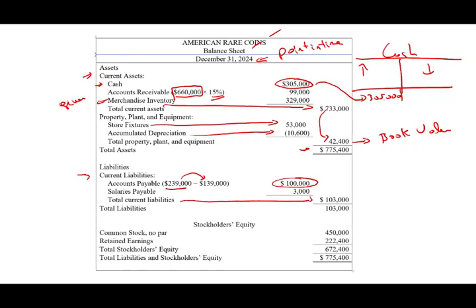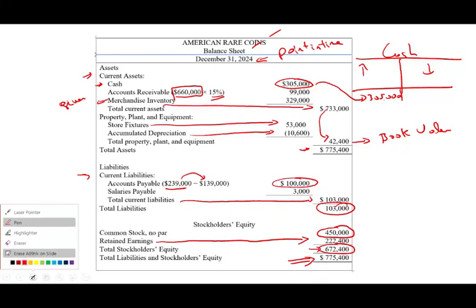Then we have stockholders' equity. We have common stock of 450. This is the first transaction. Retained earnings is 220,400. I showed you how we came up with that number: retained earnings is net income minus dividends. And stockholders' equity totals 672,400. 103 plus 672,400 equals 775,500, which is equal to assets. So notice assets equal liabilities plus owner's equity.